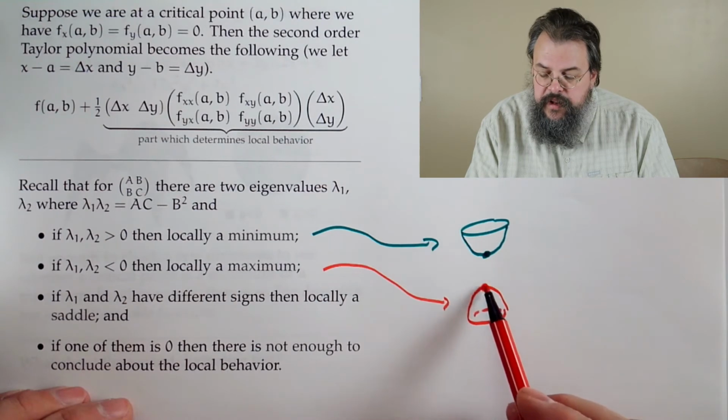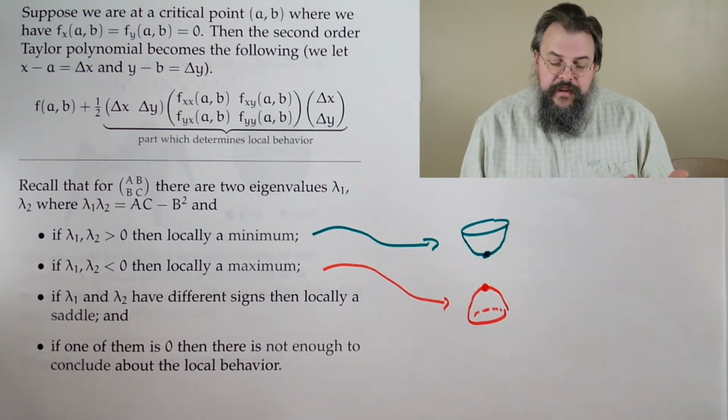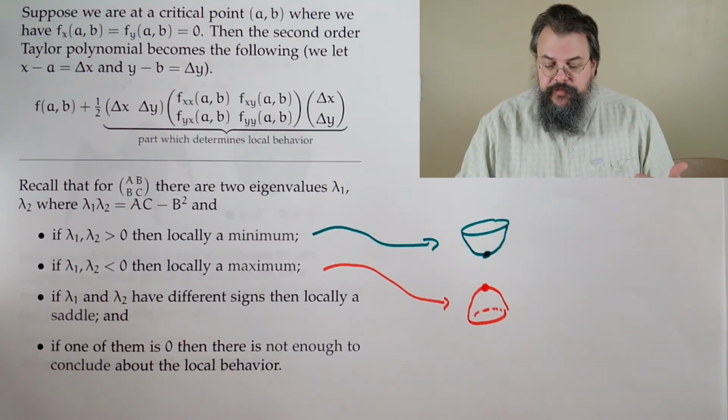So it looks like an upside down bowl. So being both negative is going to tell us we're at a local maximum.